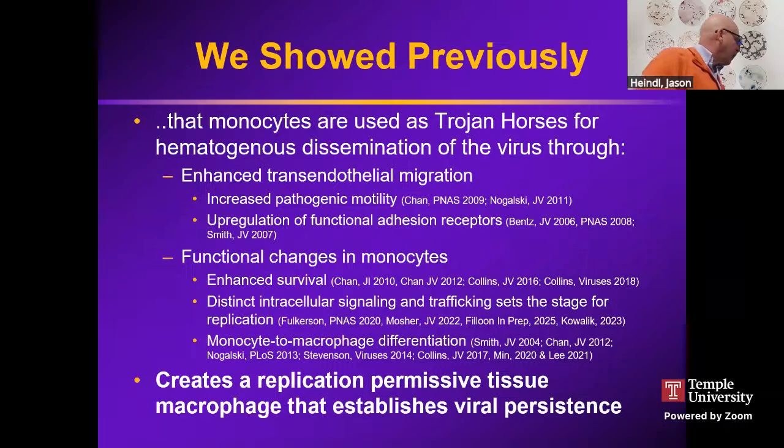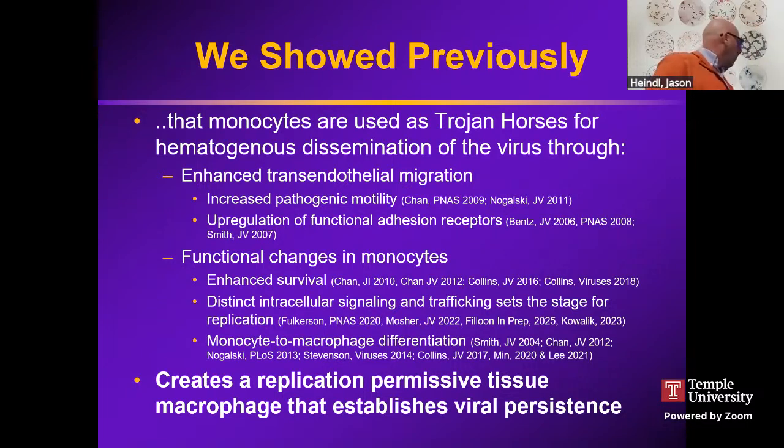So what have we done? This is summarizing a lot of work from a lot of my students in the lab. I'm not going to go through all the detail. I want to highlight the top and the bottom. Here are the key features. When we started, we hypothesized they were Trojan horses. You all know the story of Troy, and you see this little Cheez-It one, right? Isn't that the one that's on TV right now? Little kid with the Cheez-It, and the thing goes in and opens up. Something like that. The virus uses monocytes as a Trojan horse to get into an organ system, where it then ultimately creates a replication permissive tissue macrophage that establishes this viral persistence.